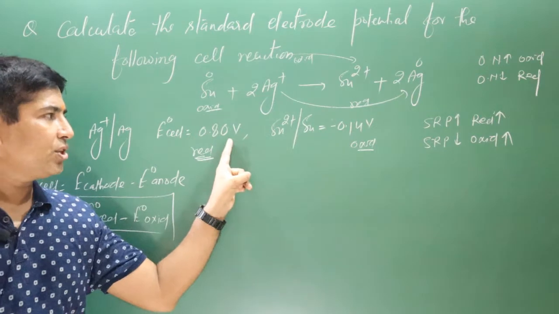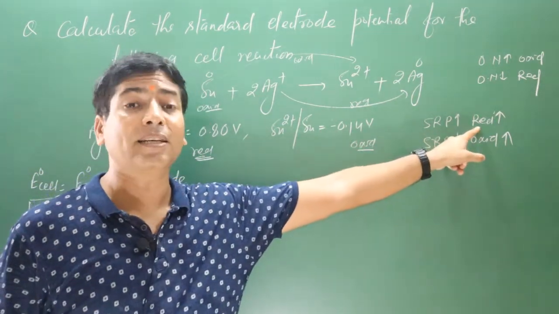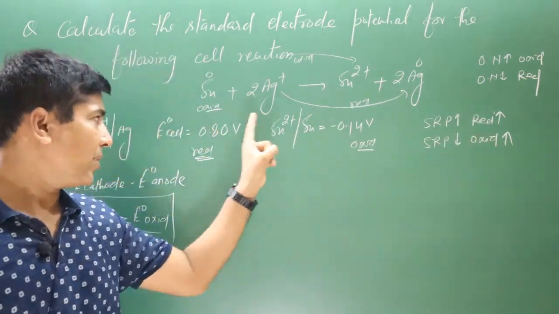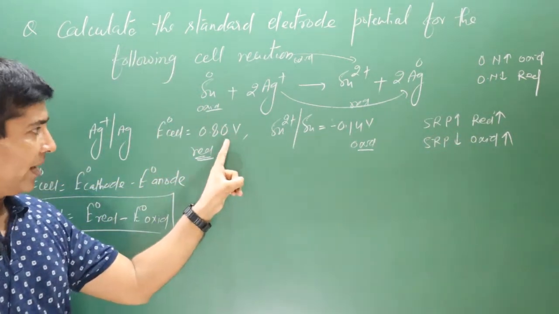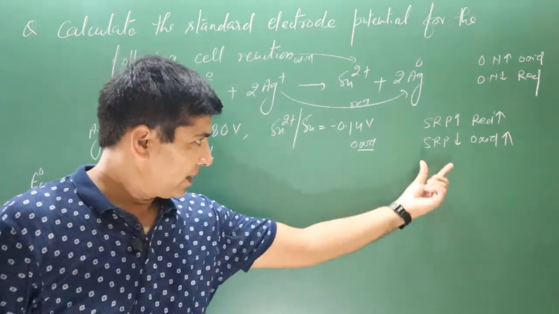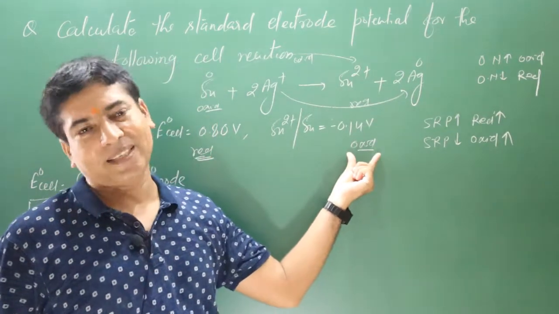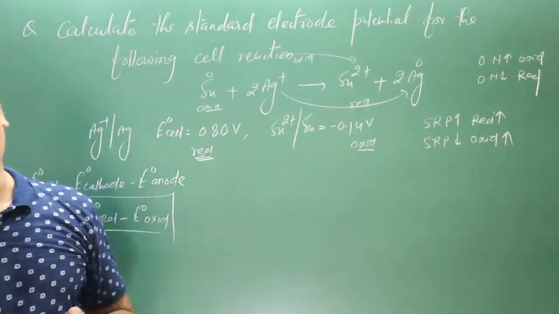This is 0.80 and this is minus 0.14. Higher the SRP value, higher is the tendency to show reduction reaction. Compare these values. This is the larger value, that's why it will have greater tendency to show reduction reaction. Written already: lower is the SRP value, greater is the tendency to show oxidation reaction. We can see oxidation because this is lower SRP value.